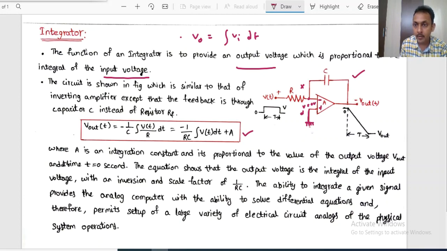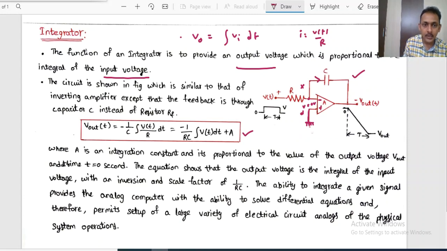Now whatever input current is there, that also flows through the capacitor. The input current is nothing but the applied voltage, the terminal voltage v of t, divided by R. So I equals v of t by R. That much will be the input current, but no current should flow through the op amp, right?